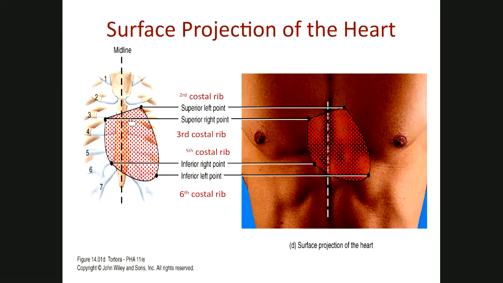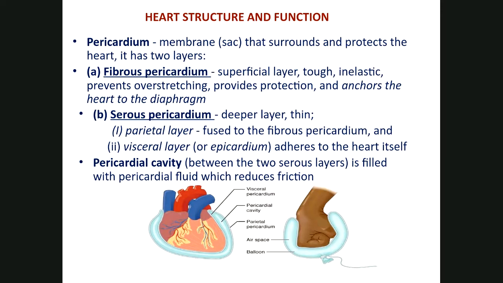The heart has an anterior surface and an inferior surface, a right border and a left border. The surface projections refer to the outline, the shape of an organ on the surface of the body. So we could see a superior right point, superior left point, inferior left point, and inferior right point correlating with different portions of the ribs.